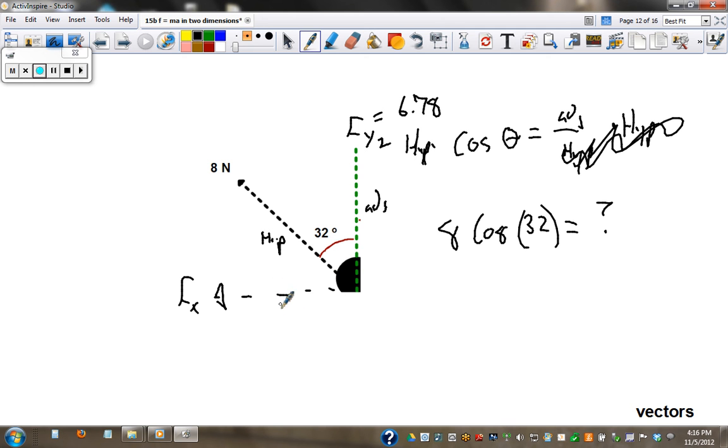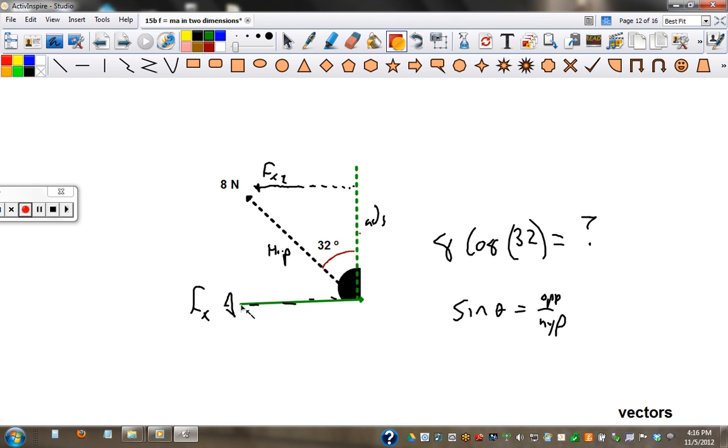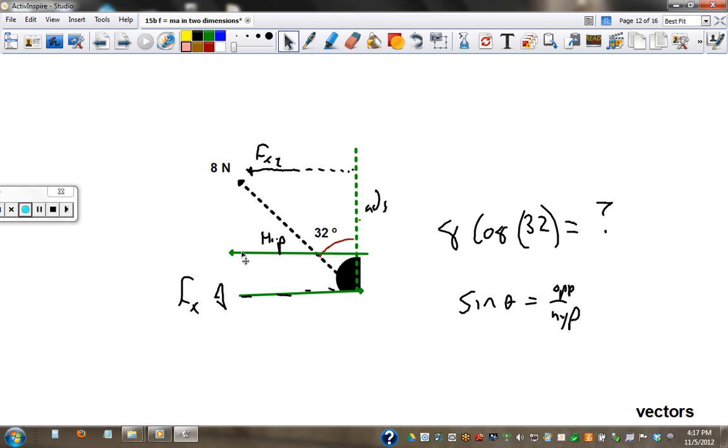Now I need to find this one over here. I could just as easily move this force up over here, F of x1. Now I'm going to use sine theta equals opposite over hypotenuse. Let's clean this up. So what I did is I've got this force right here, F in the x direction. But in order to make it in a triangle, I can just move it right up here. And now it's the opposite that I'm looking for. So sine theta times hypotenuse equals the opposite that I want.